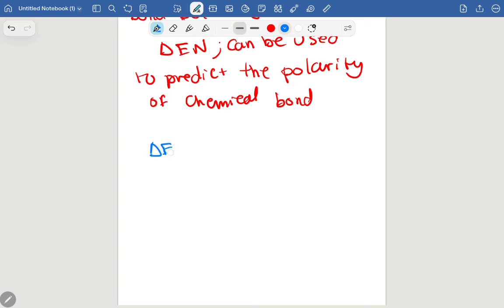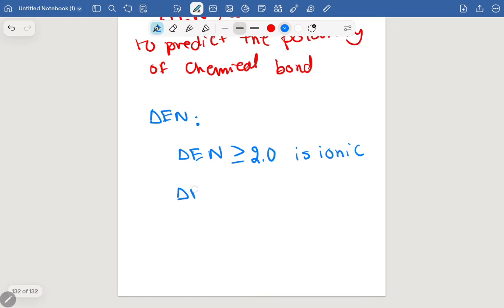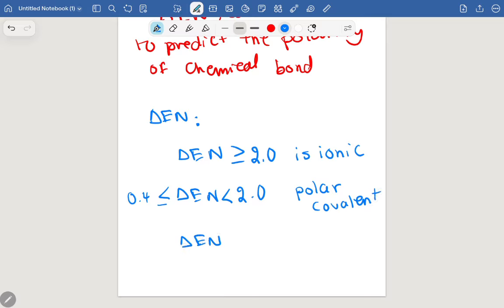If delta EN is large, that means greater than or equal to 2.0, then we know that it is ionic. However, if delta EN is smaller than 2.0 but greater than or equal to 0.4, then this is a polar covalent bond. Now, if delta EN, the difference in electronegativities, is smaller than 0.4 but greater than or equal to 0, then this is a non-polar covalent bond.